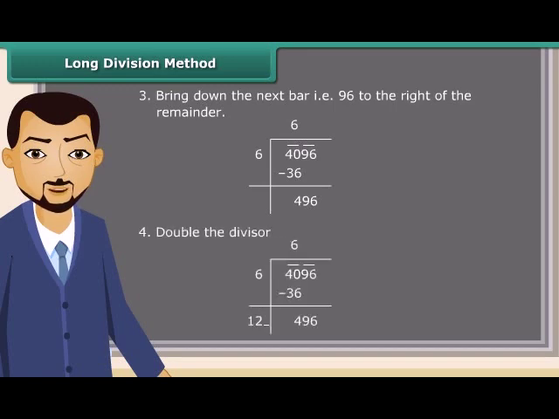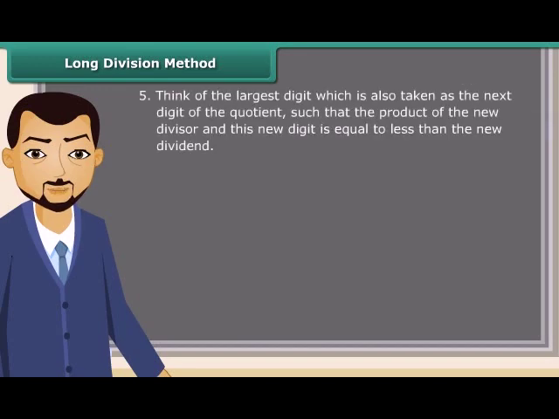Now double the divisor. Next, think of the largest digit, which is also taken as the next digit of the quotient, such that the product of the new divisor and this new digit is equal to or less than the new dividend. Here we have 124 multiplied by 4 equal to 496. Since the remainder is 0, so the square root of 4096 is 64.